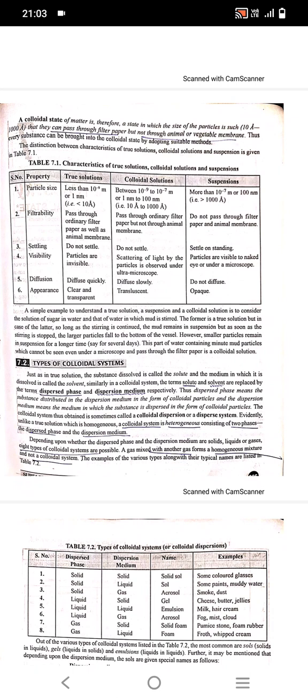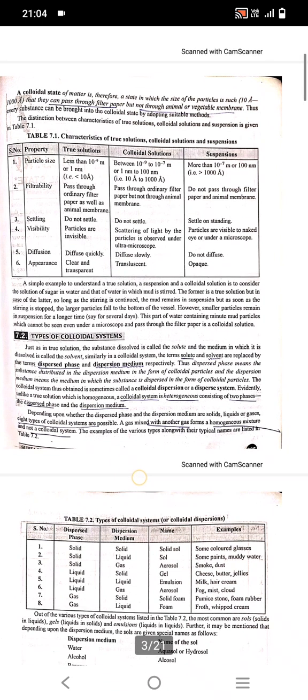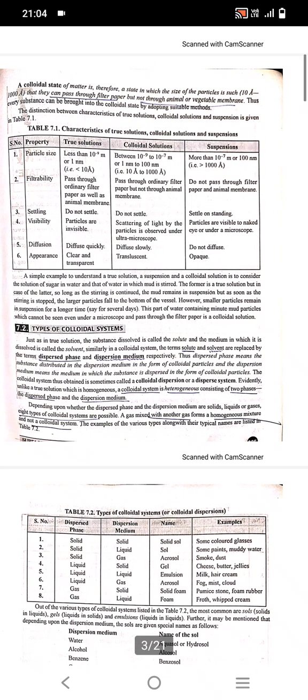A simple example to understand a true solution, a suspension and a colloidal solution is to consider a solution of sugar in water and water in which mud is stirred. The former is a true solution. In the latter, so long as stirring is continued, the mud remains in suspension, but as soon as stirring is stopped, the large particles fall to the bottom of the vessel. However, small particles remain in suspension for a long time, say several days. This part of the water containing mud particles, which cannot be seen even under a microscope and pass through filter paper, is a colloidal solution.